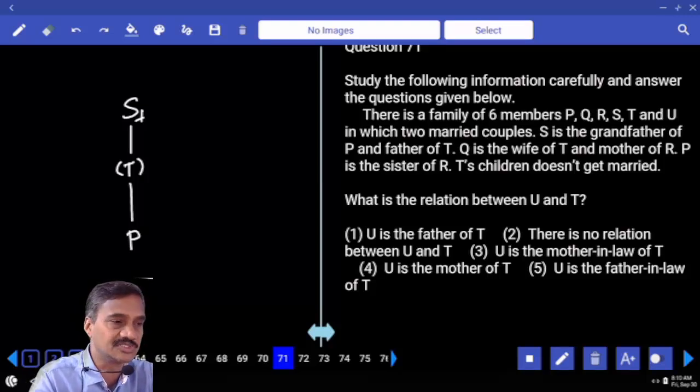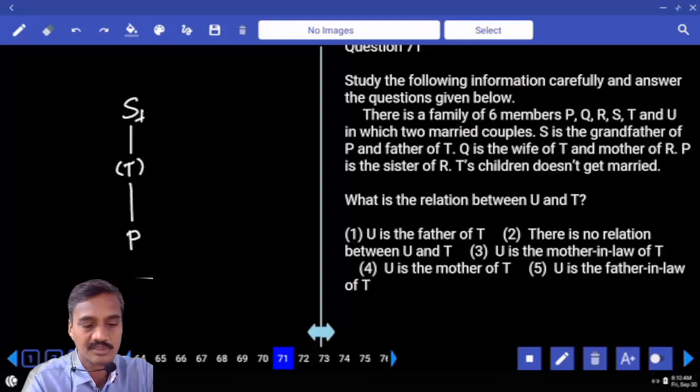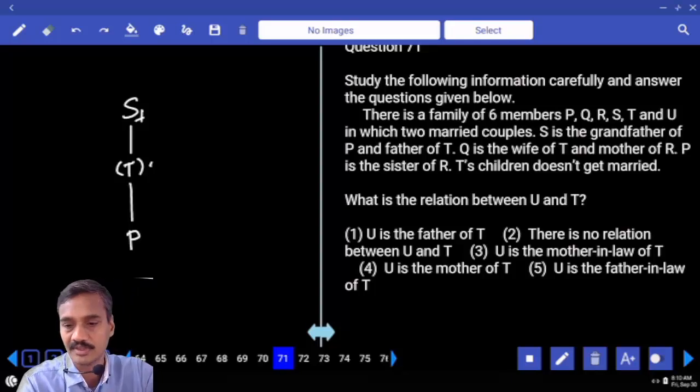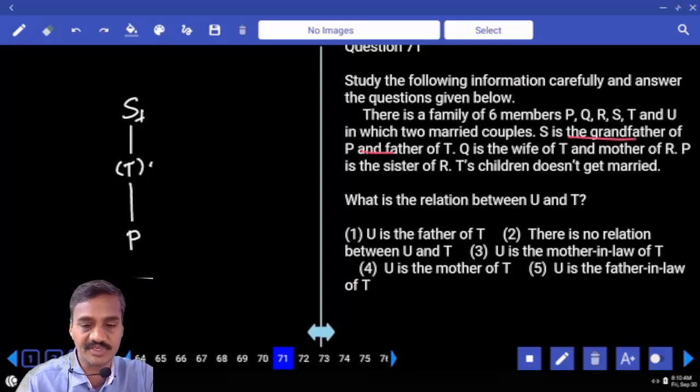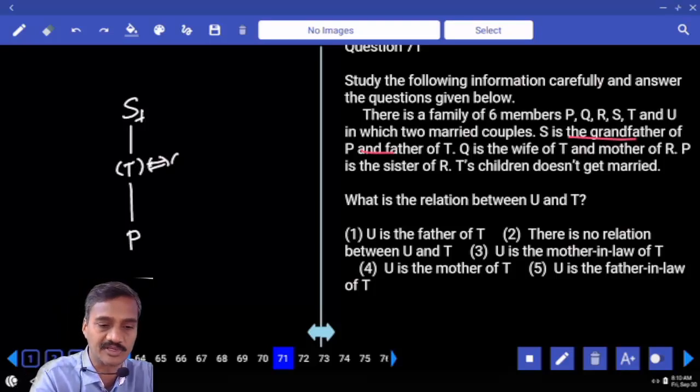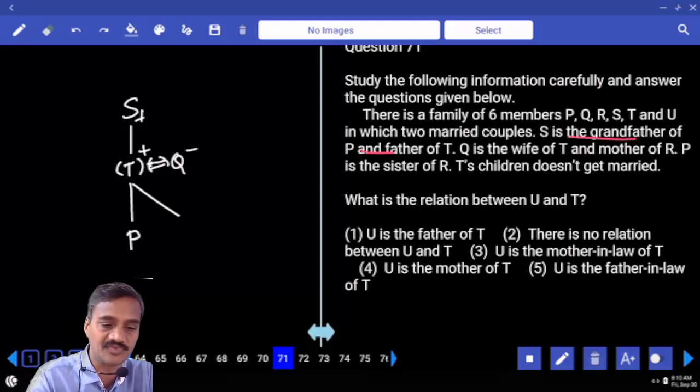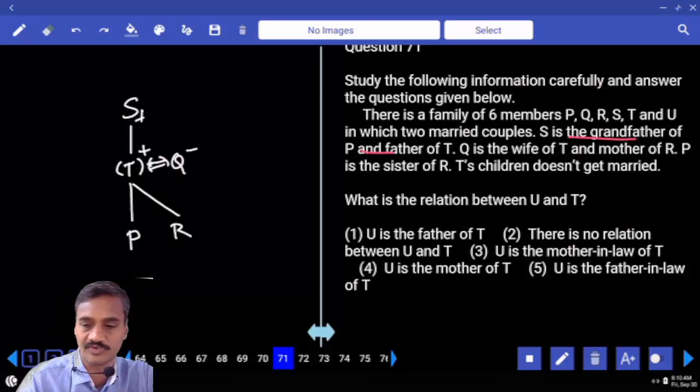Maybe S is the parent of this P or parent's sibling. There are 2 different possibilities. We cannot take it directly. And next one, maybe T is P's parent or P's parent's sibling. And S is the grandfather of P and S is the father of T. Q is the wife of T. Q and T are a married couple. T is a male and Q is the wife of T and Q is a female. And mother of R. Q is the wife of T and mother of R as well. And so 1, 2, 3, 4, 5 persons were done.